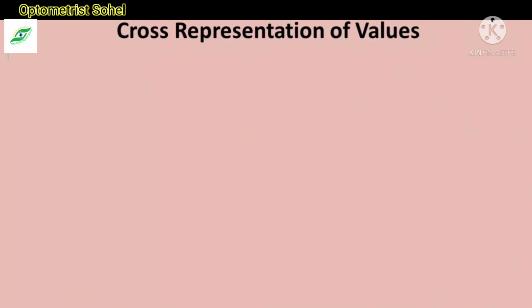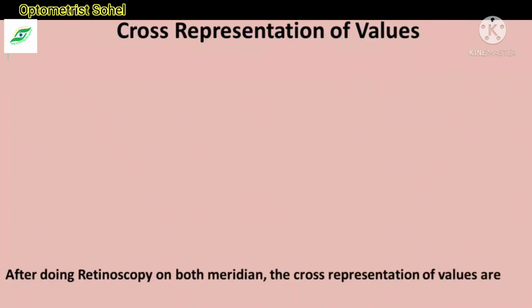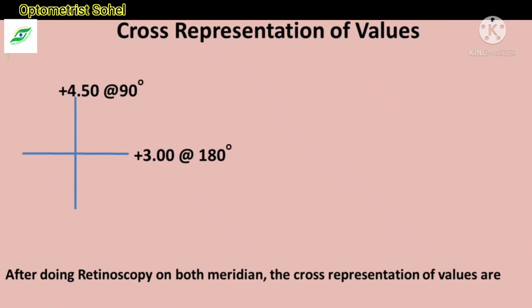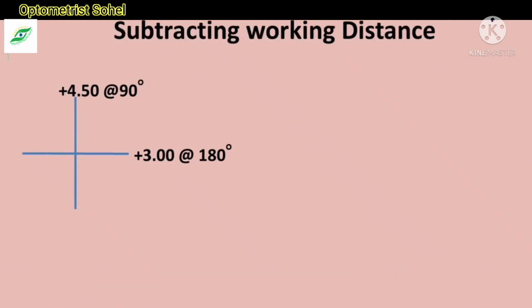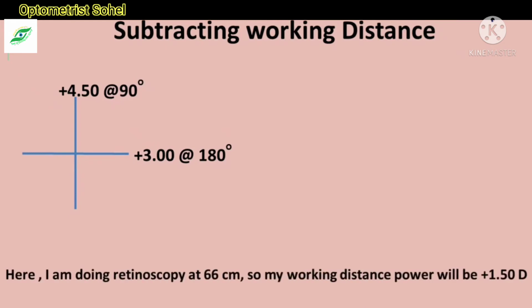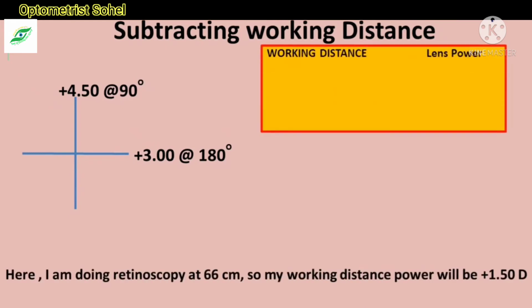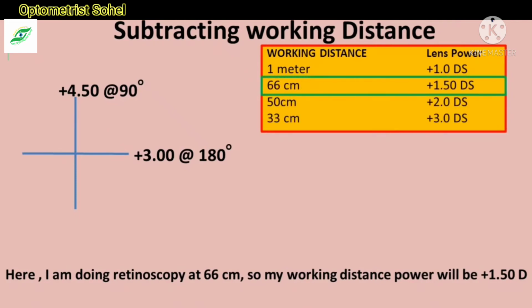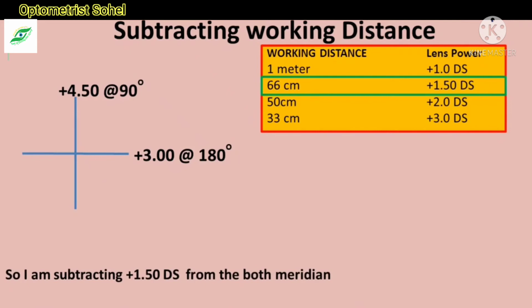Cross representation of values. After doing retinoscopy on both meridians, the cross representation of values are +3 at 180, +4.5 at 90. Subtracting working distance. Here I am doing retinoscopy at 66 cm, so my working distance power will be +1.5 diopter. So I am subtracting +1.5 diopter from both meridians.